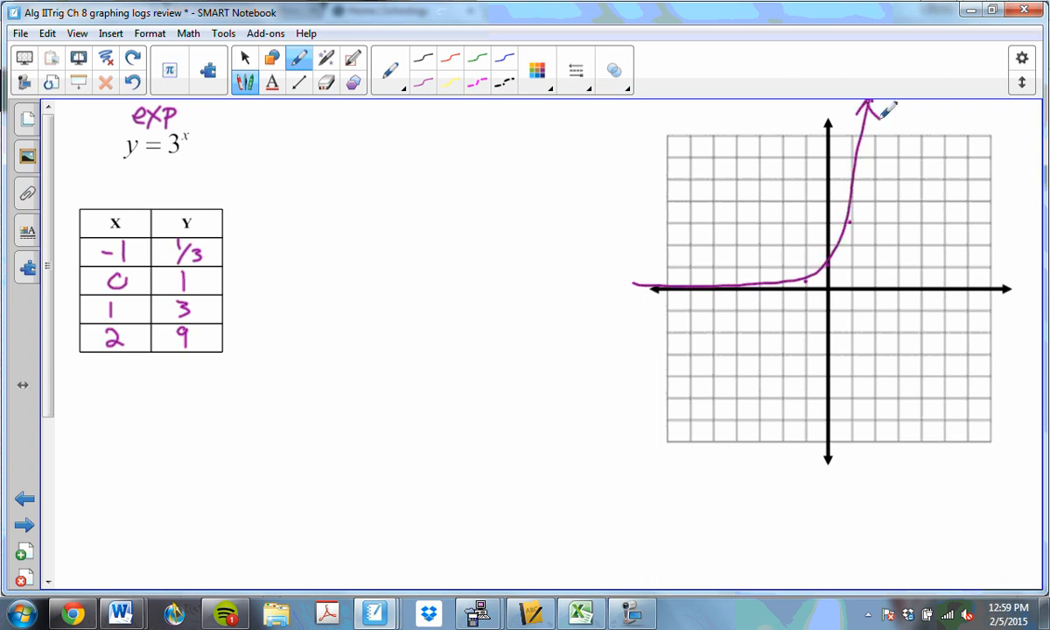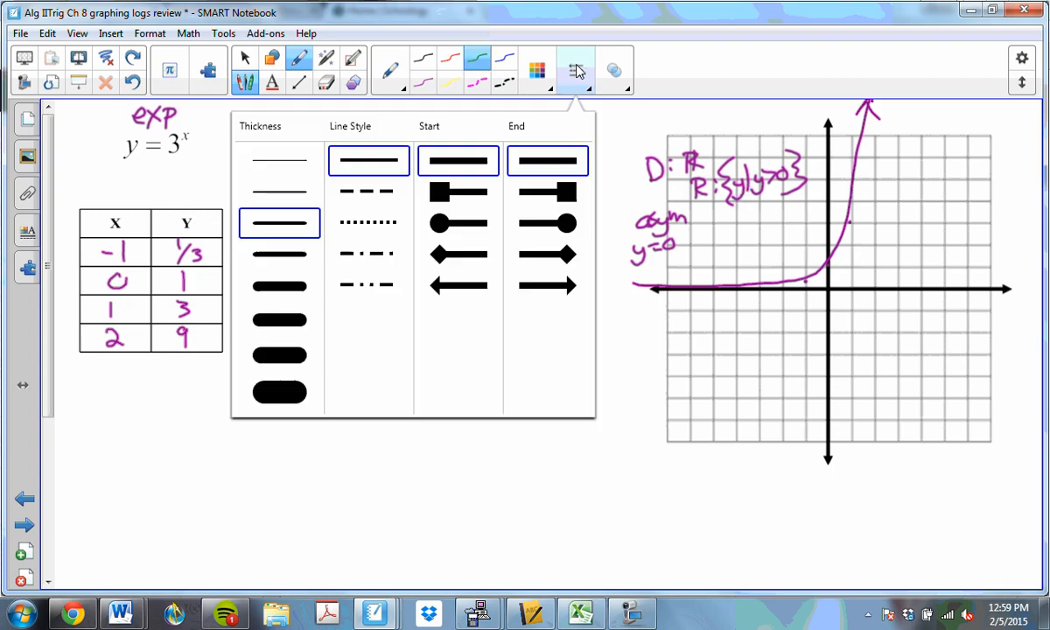Sure. This has an asymptote at the value y equals 0. It has a domain of all real numbers and a range of y such that y is greater than 0, because the range of an exponential is always related to the asymptote.